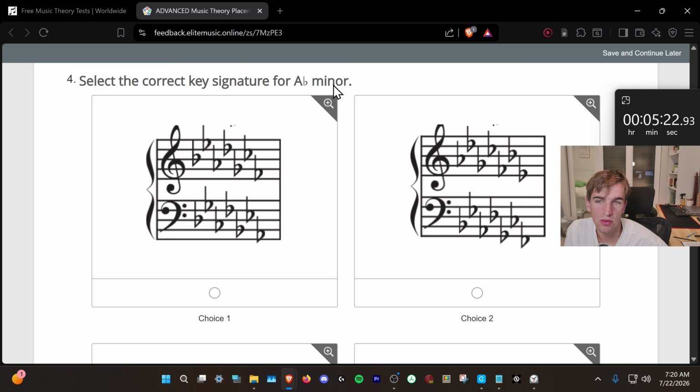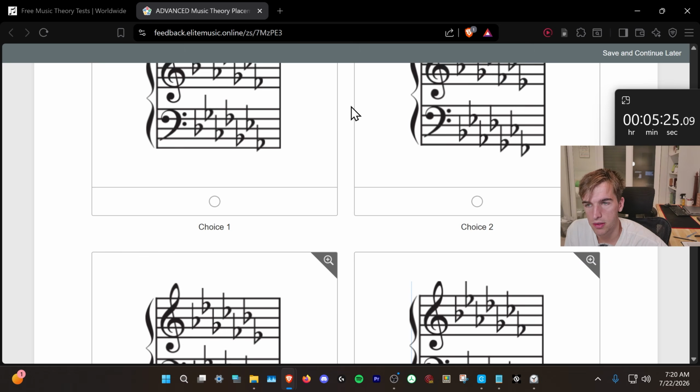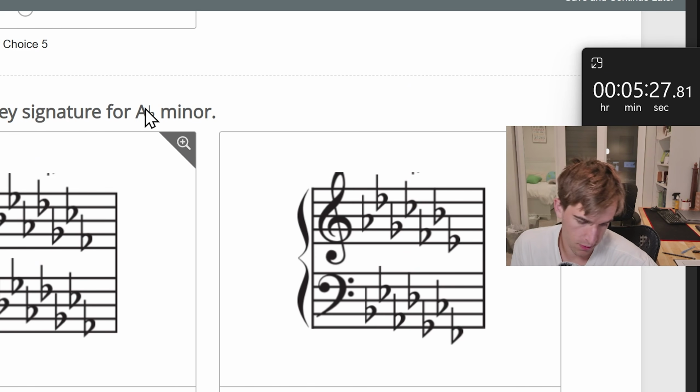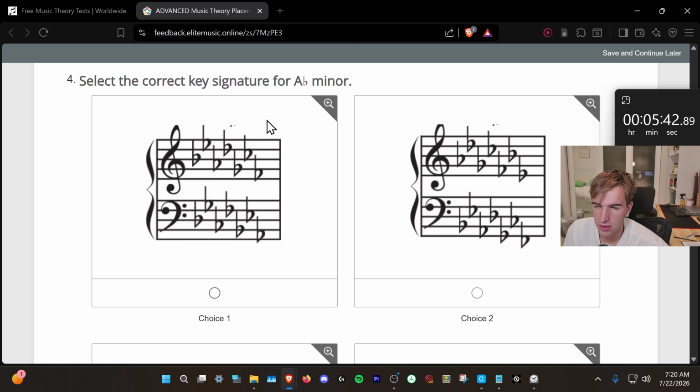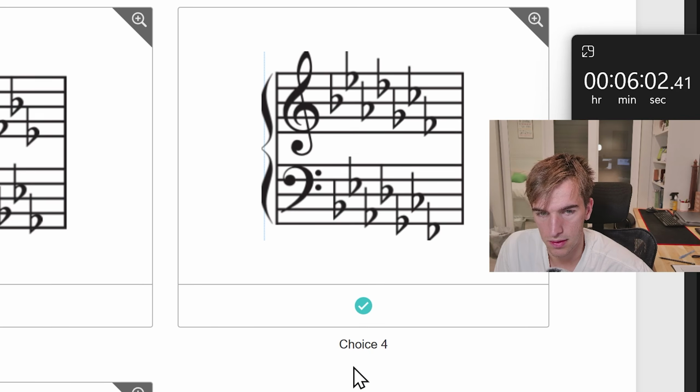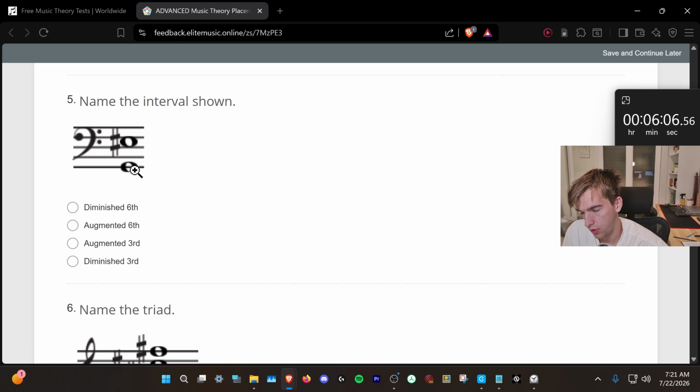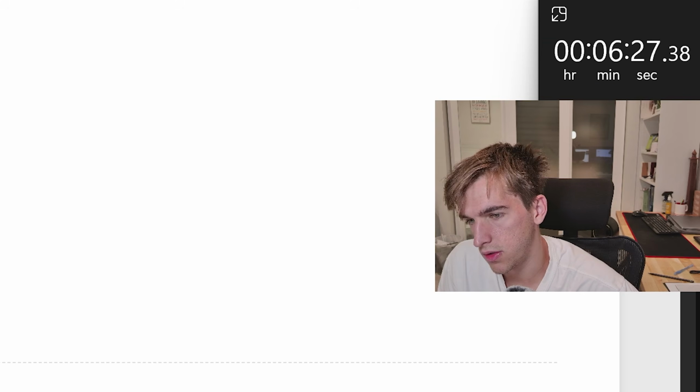Screw it. Dude, is this only key signatures? Are you kidding me? Okay, no, we're good. Okay, A flat minor comes from B, or C flat, I guess. That is weird. That's annoying. Once again, we know it has to start with... It just has to be this one. Okay, that's easy. Name the interval shown. So that's a G and an E sharp. G to D is 5th, G to E is 6th. Oh, so it's an augmented 6th.